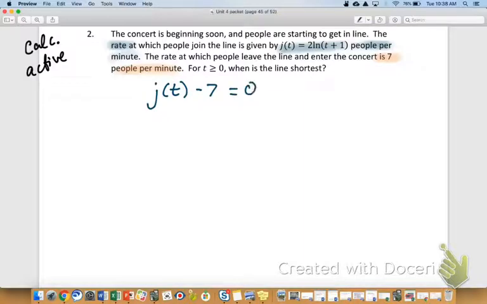And as I walked around, I noticed a lot of you went here. You said, all right, 2 natural log of t plus 1 minus 7 equals 0. And there was adding 7, dividing by 2, e to both sides. All that was really good math. Do you realize you can just graph this and solve it without doing any of that stuff? What's the fun in that?